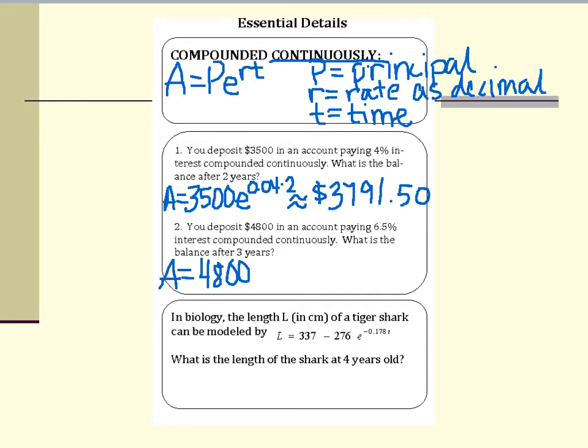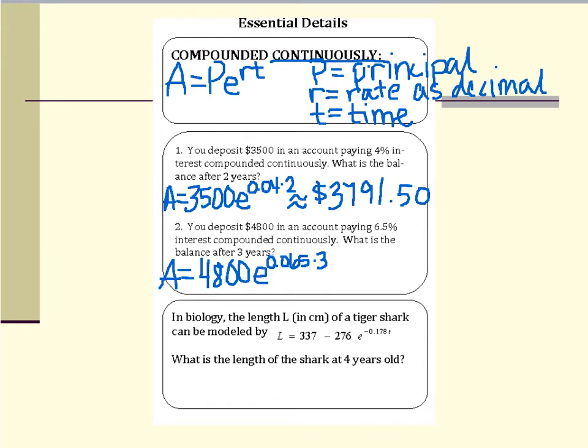So we know this formula works here. So we're going to do e to the 6.5%, which is 0.065 as a decimal, times, now we just need our amount of time, and it says what is the balance after 3 years. So we're going to multiply that by 3. If you put this into your calculator, you're going to get approximately $5,833.49.